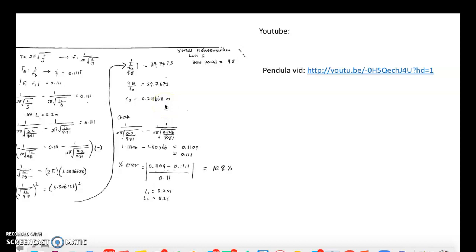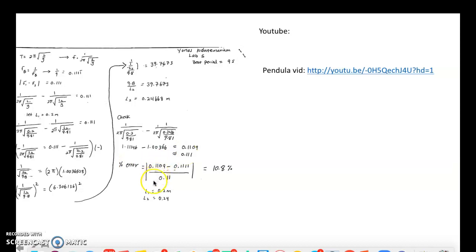To double check, I plugged L2 back into this equation here. And when I plug it back in to just check, I get 0.1109, which is close enough to the given number, which is 0.11, which we got by dividing 1 over 9. And then I also did a percent error check.